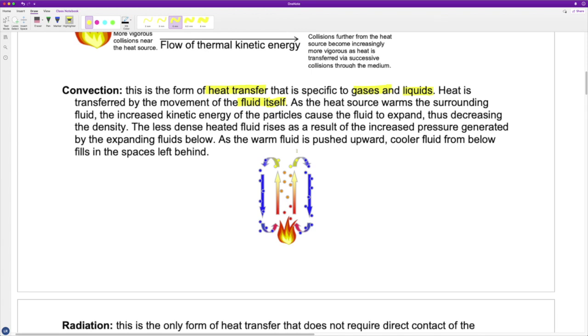So as the heat source warms the surrounding fluid, we get an increase in kinetic energy. And that's the key, an increase in kinetic energy of the particles, which causes the fluid to expand, thus decreasing the density. And of course, the less dense heated fluid rises as a result of the pressure generated from below. Now, this concept here, I need to explain a few big ideas. All right, so the question is, why is it that when we heat a source, the flow is in this direction here? Why is it moving up?